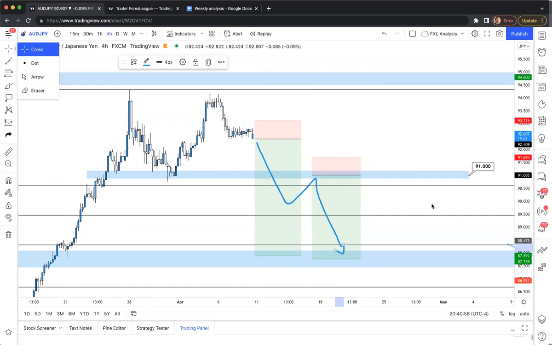Let me go back to chat here. Yeah, Jeremy, hopefully that answered. And then Andres asks, do you take your entries on the 1 hour, and how many confluences do you need to take a trade, like a certain amount? Yeah, so I'll actually execute on the 1 hour or 30-minute, but I'm looking for confirmations on the 4 hour.